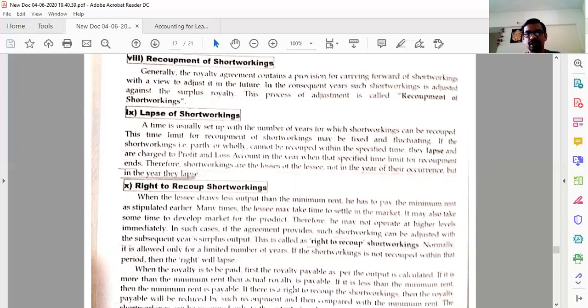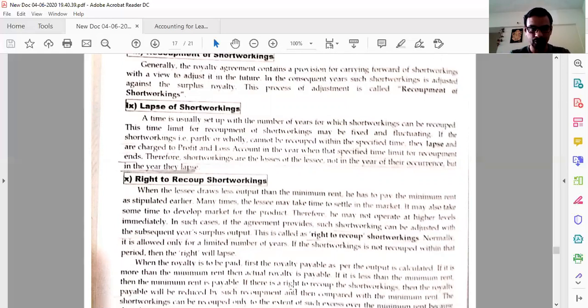Okay. So whenever there is a short working, a particular time limit is given to recover it. If the short workings are not recovered during that given time limit, they are called the lapse of short working, and then those will be treated as a loss in the year that it lapses, and it is for the lessee. Understood?